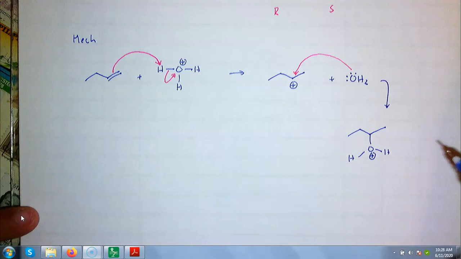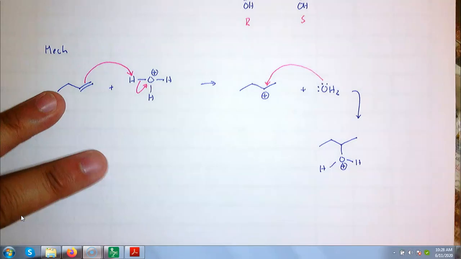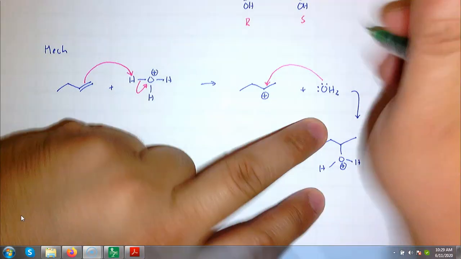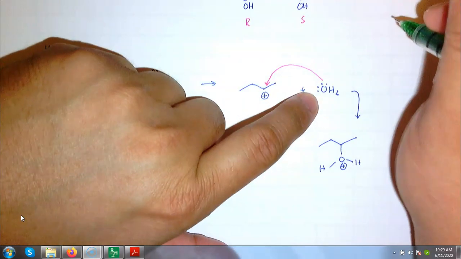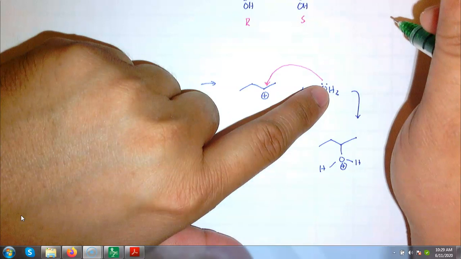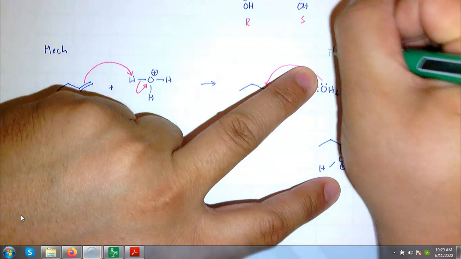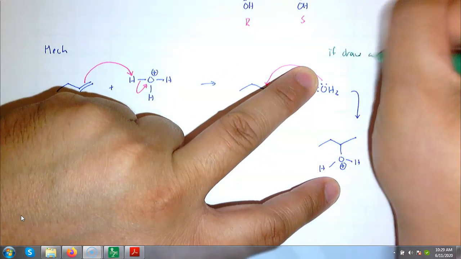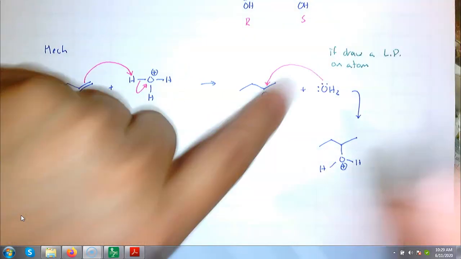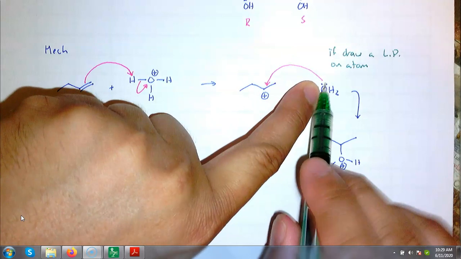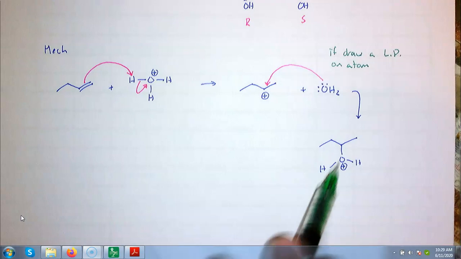Oh, by the way, here's another rule that 95% of professors follow. If you draw a lone pair on an atom because you are using it to draw a mechanism arrow, you have to draw all the lone pairs on that atom. So if I draw a lone pair on an atom, see, I wanted to draw this lone pair specifically because I'm going to use it to make a bond to this carbon. See, the lone pair is now here.